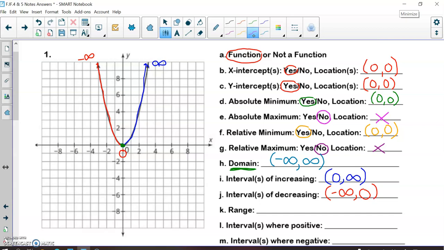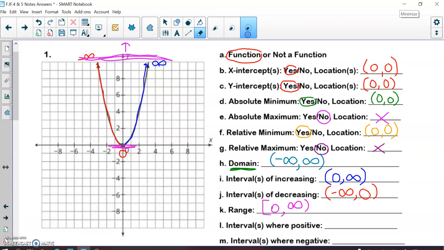All right, the range. What we're looking for is the lowest point and the highest point. The lowest point on my graph is 0, and my graph is including 0 in my range. And the y value, the highest y value, it keeps going up forever and ever and ever, so it keeps extending all the way to infinity. And then we close out with a parentheses, because whenever you use the symbol of infinity, you should always close off with a parentheses.